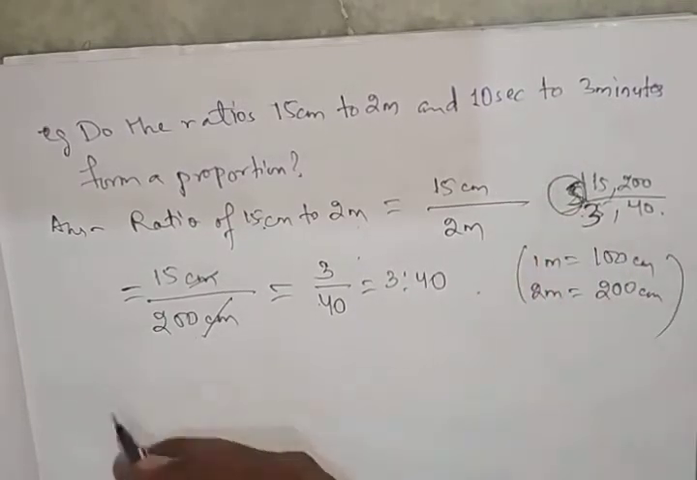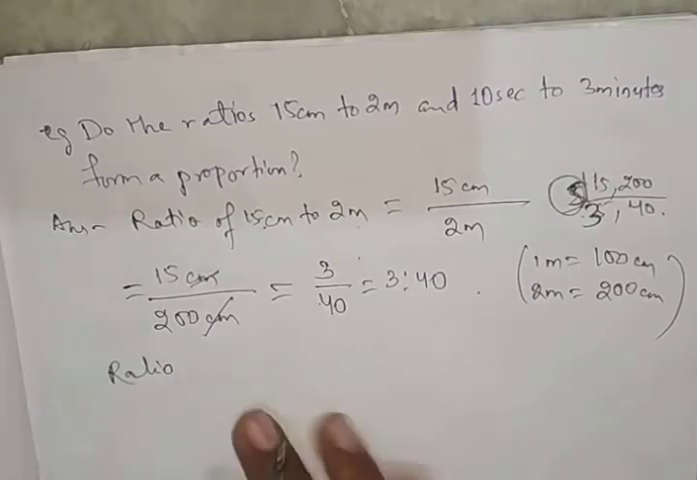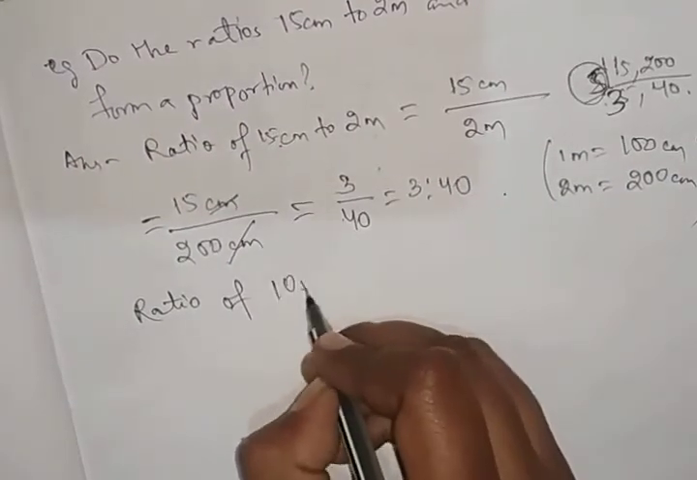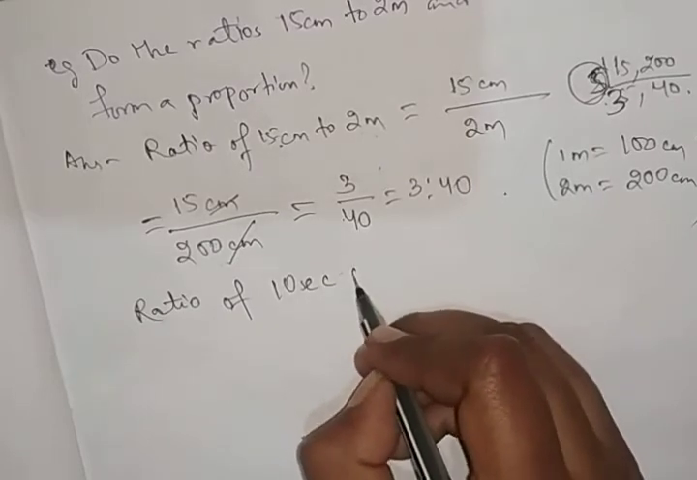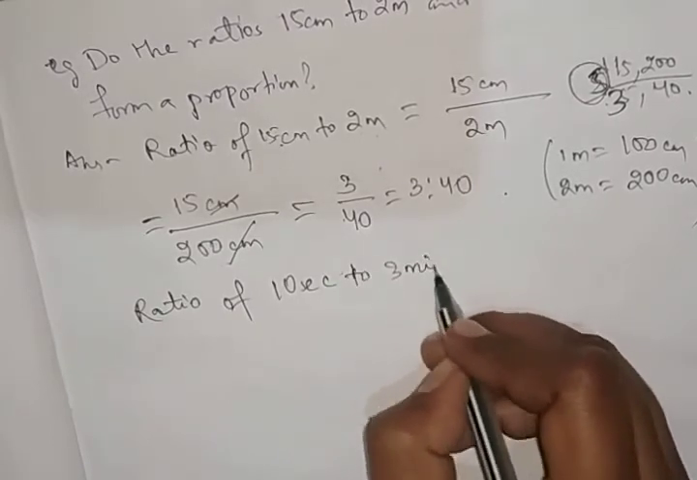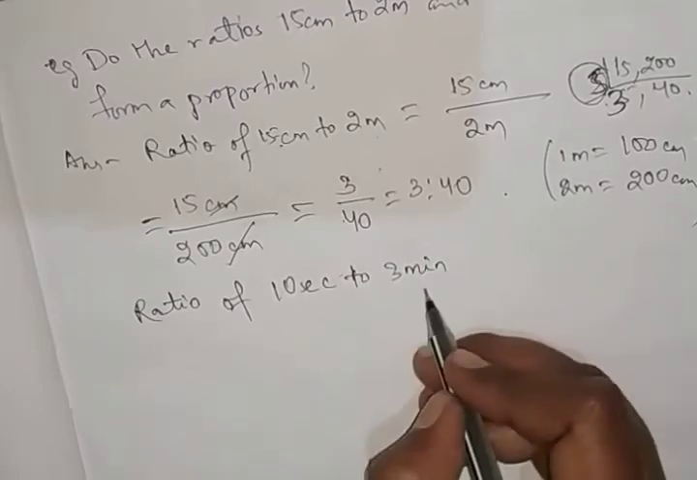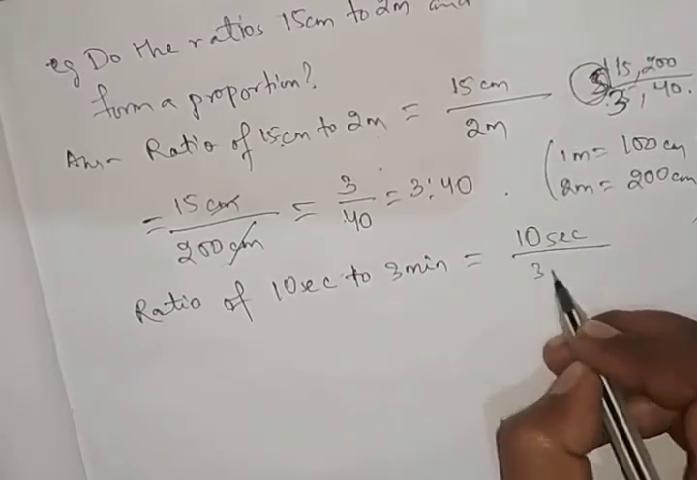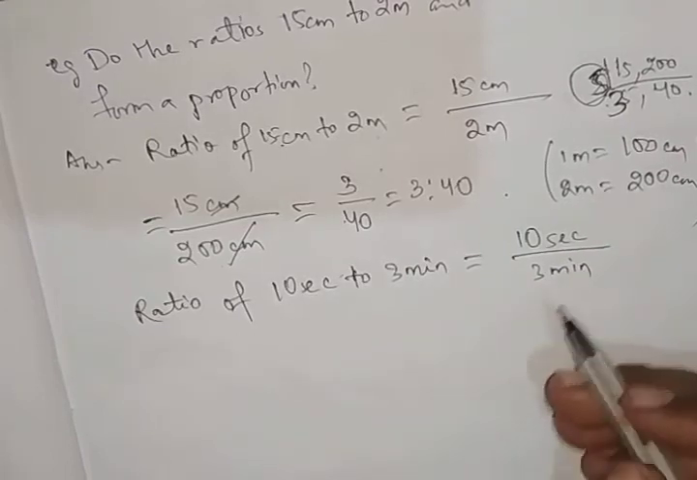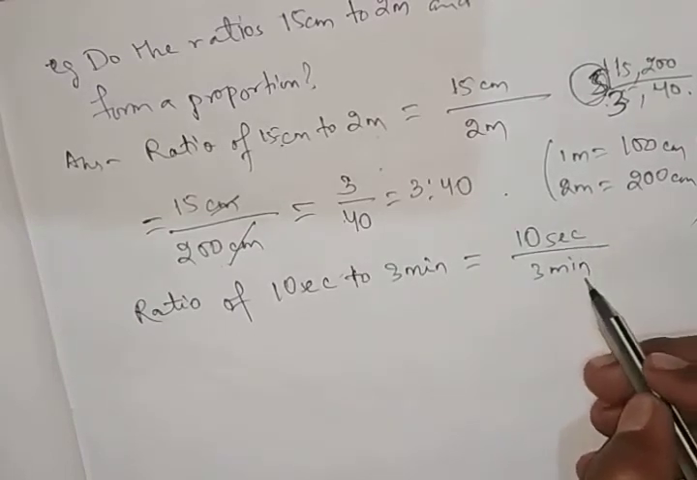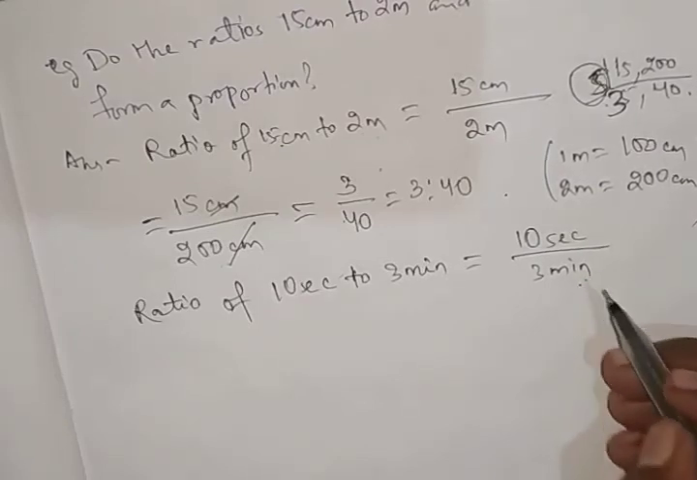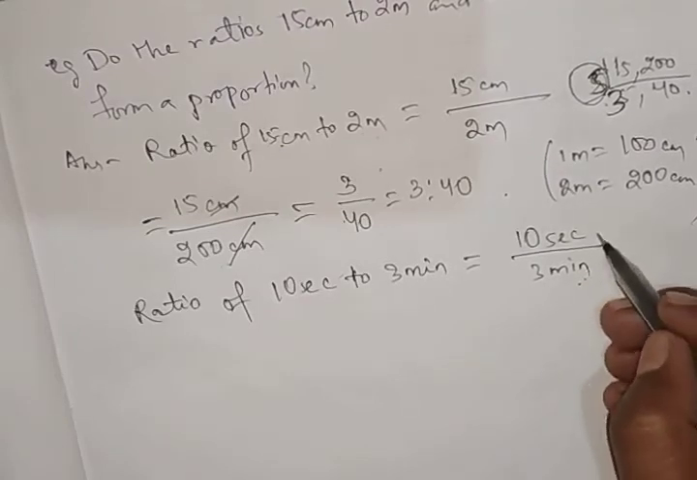Next, the ratio of 10 seconds to 3 minutes. What will you write? 10 seconds by 3 minutes. Both are time, so we can compare, but the units are not the same. So we'll convert either minute to second or second to minute.